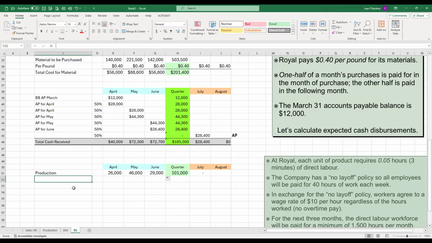How many hours do we need per unit? Per product. How many hours do we need? 0.05. 0.05 hours. So now, once I have this information, can I calculate the total hours that I need? Yes. Yes.